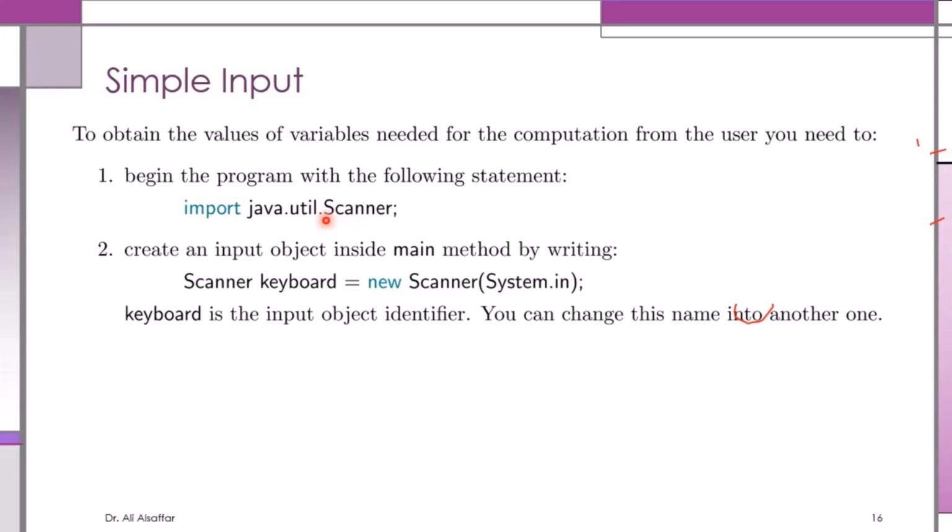To create the object, you imported the definition for Scanner. S is a capital letter, so you write Scanner with a capital letter. Then you put the name of the keyboard. You can write it keyboard, you can write it input, you can write it n. So this is a variable name. This is the data type, this is the variable name, and this is the value.